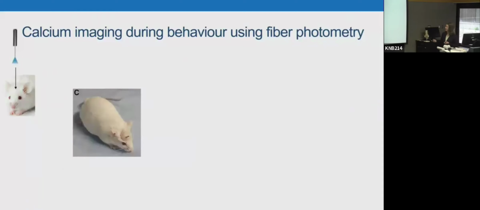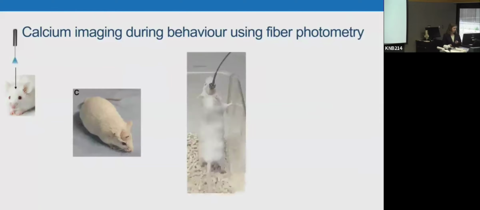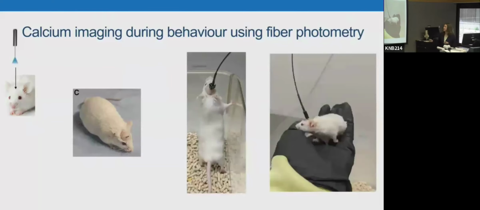So this is an example of the mouse. This is what they normally look like when they're just hanging out in their cage before an experiment. If you can see here, this is the connector. For the experiment, they're connected to our photometry system through this patch cord here, and that's how we get the signals from their brain.